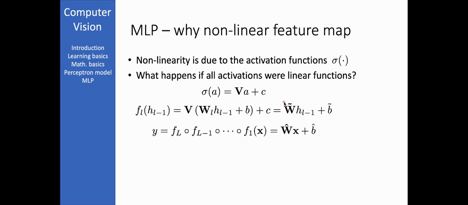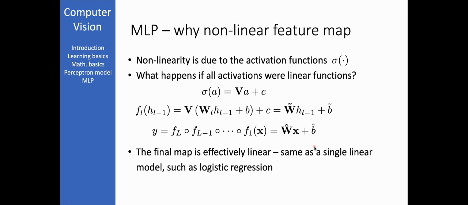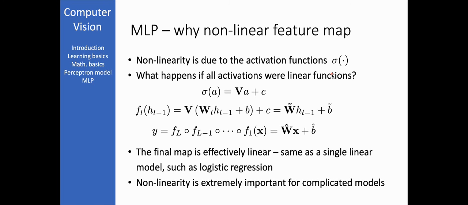Okay, now if I compose multiple layers, create a very deep neural network with multiple layers, I see that effectively, I just create a very big linear map. So this is simply the same thing as a single layer model, such as a logistic regression. So if I don't use nonlinearities in my neural network, effectively, I create a very complex model that simply does just a linear separation. So the nonlinearity is actually extremely important to be able to create models that can separate complicated data.